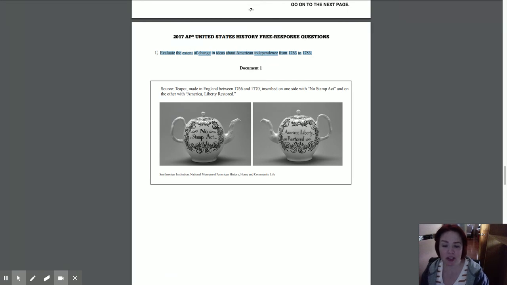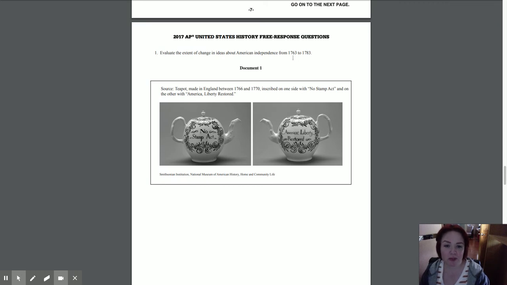The question is, evaluate the extent of change in ideas about American independence from 1763 to 1783. Now, first thing that's important to note when you make your thesis statement is that this is a 20-year span. 1763 should ring a lot of bells for you. What is 1763? Why is that year important? Well, it's the year that ends the French and Indian War, or the Seven Years' War, depending on who you ask. And it's the year that they draw the proclamation line. 1783, end of revolution, all that good stuff.